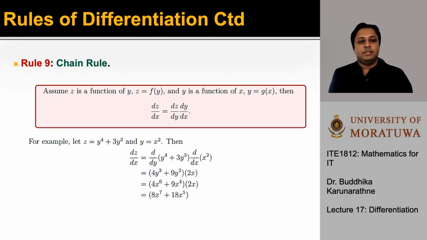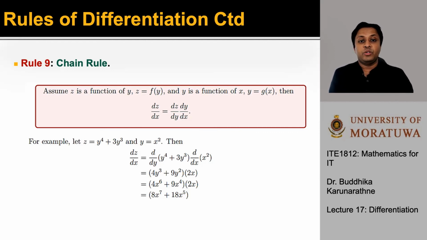And then also there's this important rule which we identify as the chain rule. So in this case, let's try to understand what is meant by the chain rule. Assume z is a function of y, so we can write z is equal to f(y), and y is a function of x. So we have three variables here, x, y, and z. z is a function of y, and y is a function of x. So y is equal to g(x), z is equal to f(y).